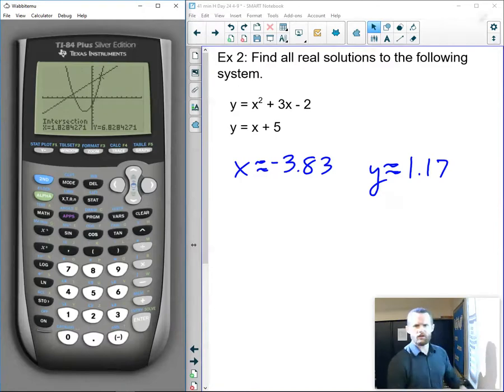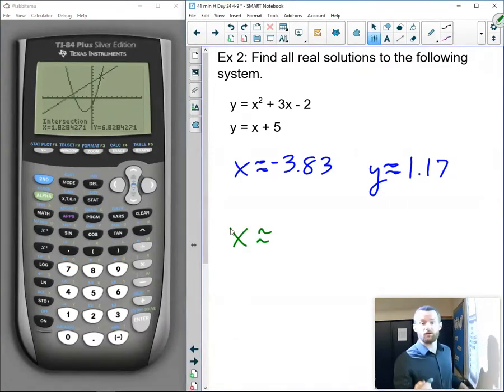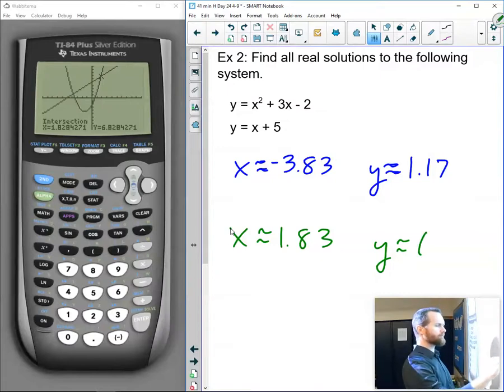And it gives us, let's do this in a different color so it stands out. So the second possible solution, or the second solution I should say, the second real solution, there we go, finally got it. X is approximately 1.83. And y is approximately 6.83.